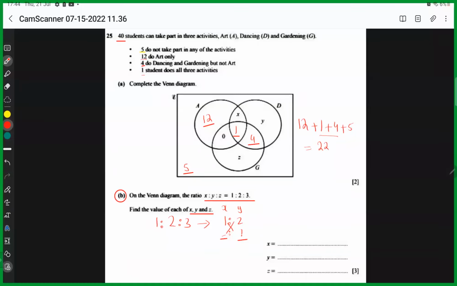What I know is that x plus y plus z, their combined value, is going to be what? If I have a total number of 40 students, x plus y plus z would be what? Can anyone tell me? I have a total of 40. 22 are the other ones. So 40 minus 22. Very good. Excellent. 18 would be the total number, or the sum of x, y, and z. Okay, this is what I know.